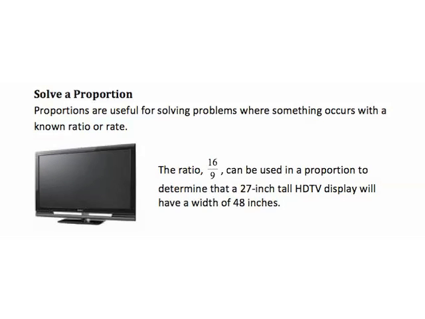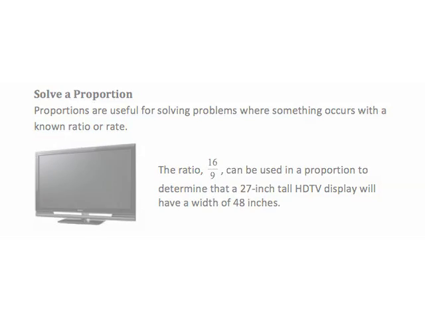Solve a proportion. Proportions are useful for solving problems where something occurs with a known ratio or rate. For example, the ratio 16 to 9 can be used in a proportion to determine that a 27-inch tall HD TV display will have a width of 48 inches.